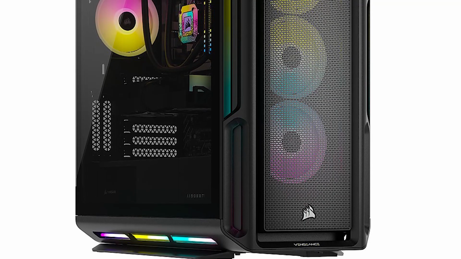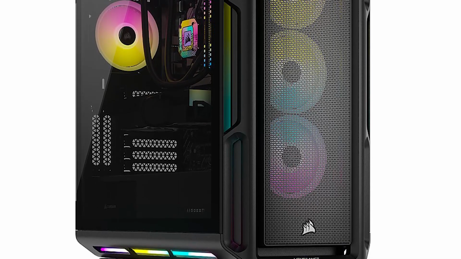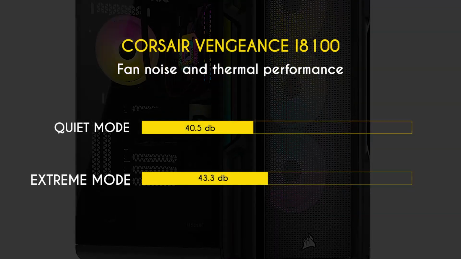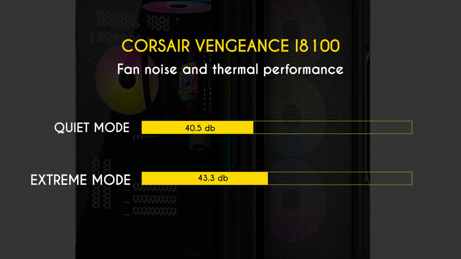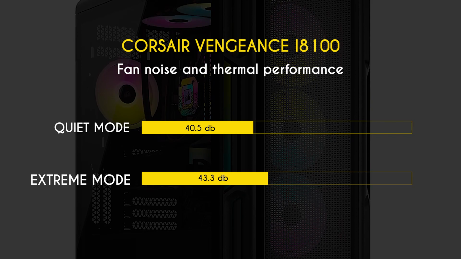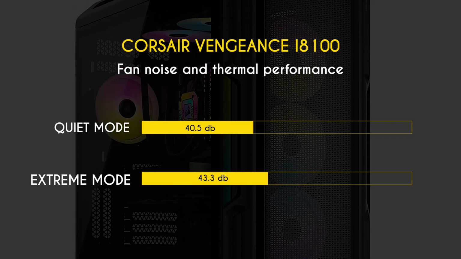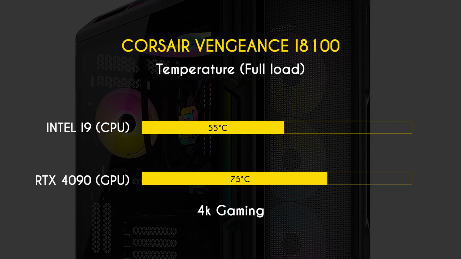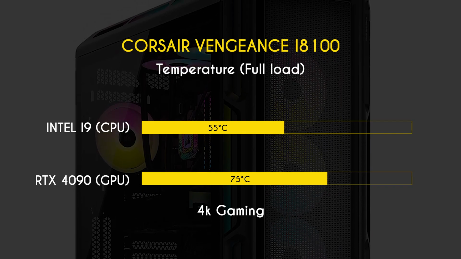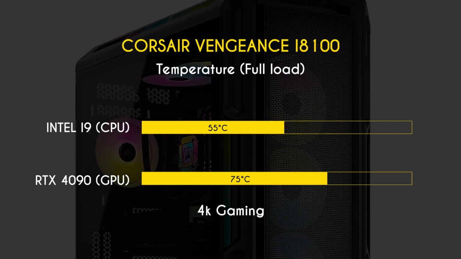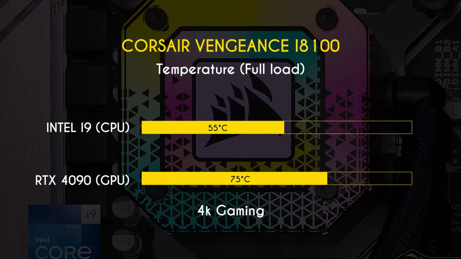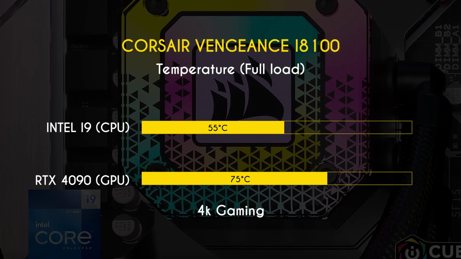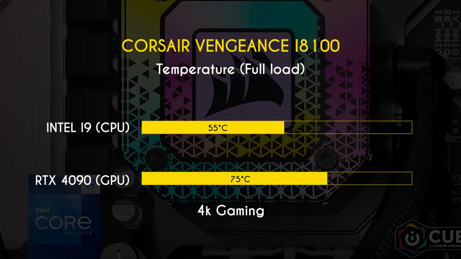Let's not forget the fan noise and thermal performance this unit has to offer. In quiet mode, it gets up to around 40.5 decibels, while in extreme mode, it goes up to 43.3 decibels. A very silent PC by any standard when in quiet mode. As for its temperatures under full load, the CPU peaked at about 55 degrees Celsius, while the GPU hit 75 degrees during intense 4K gaming. This showcases that this gaming rig delivers exceptional cooling performance.